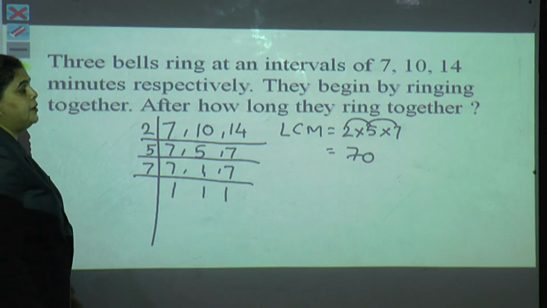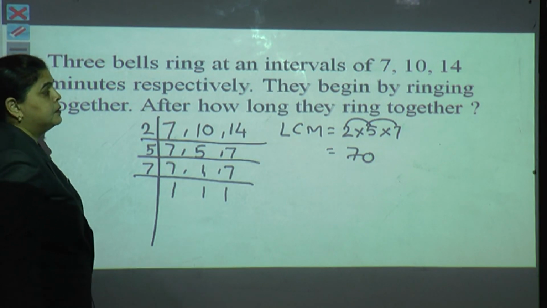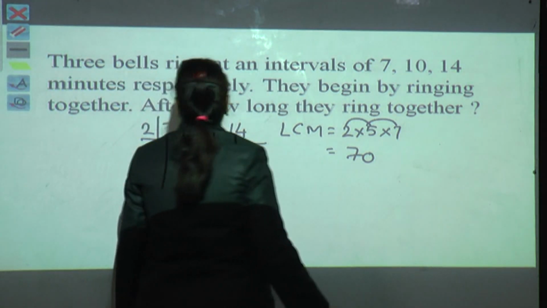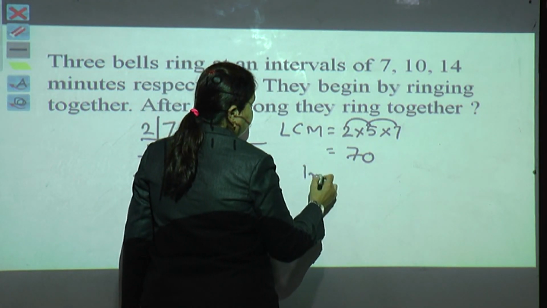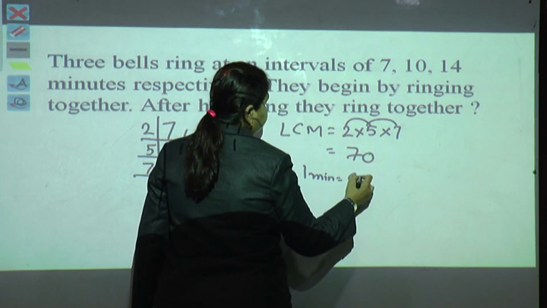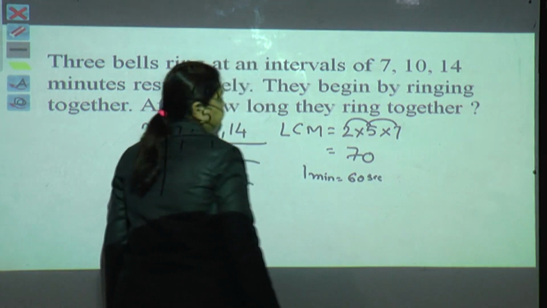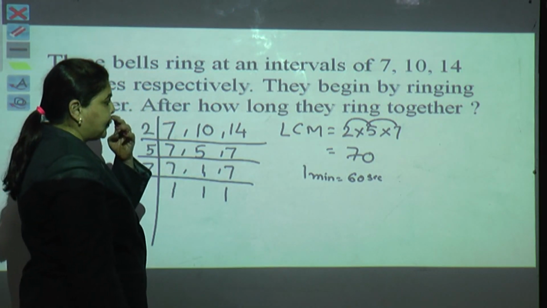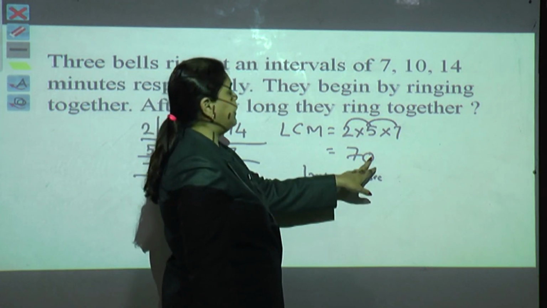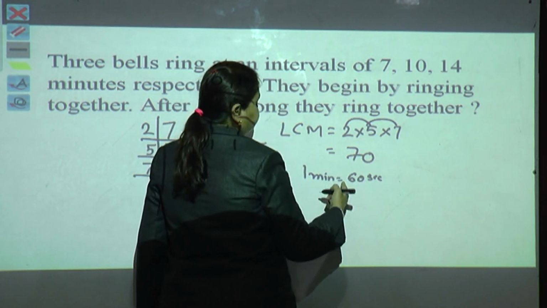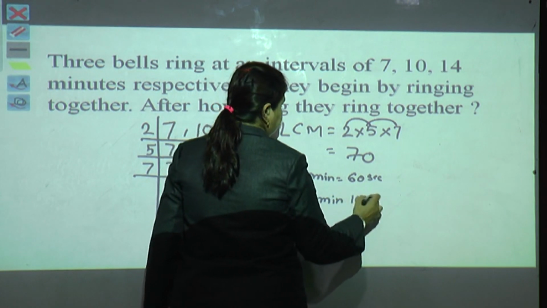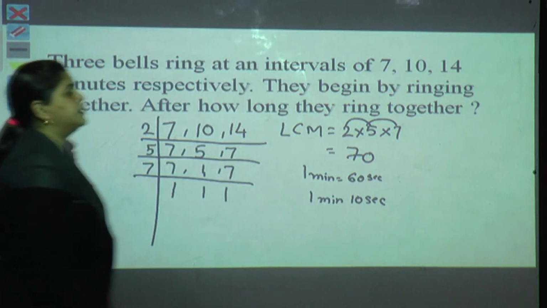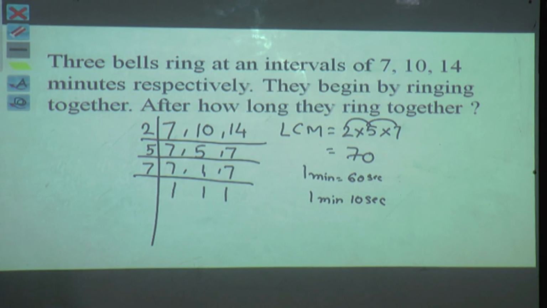So what is 70 minutes? We have to find out with what interval they will ring together. You know 1 minute is equal to 60 seconds. So what will be here? 1 minute 10 seconds. So what interval will they ring? 1 minute 10 seconds. So all the bells will ring together after every 1 minute 10 seconds.